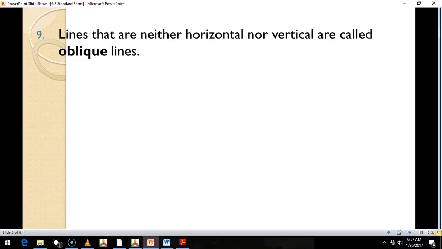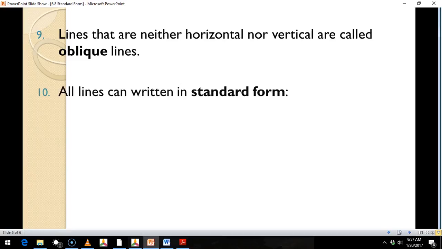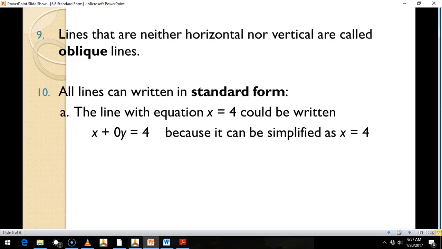Final 2 points here on the notes involve number 9, the last vocabulary term. Lines that are neither horizontal nor vertical are called oblique lines. And those are typically most of the lines that we deal with, and we have seen that oblique lines can be written in both slope-intercept form and standard form. One of the benefits of standard form is that every single line can be written in this form. So if I have the equation, which is vertical line, x equals 4, that cannot be written in slope-intercept form because the slope is undefined.